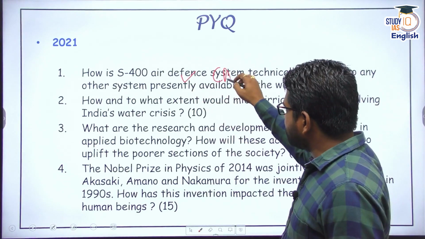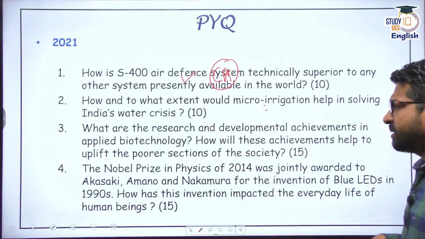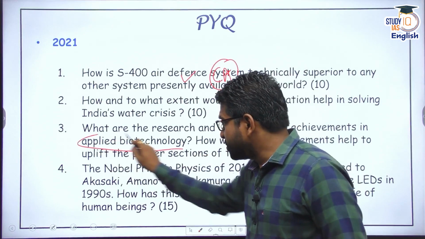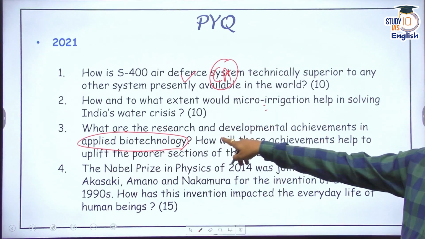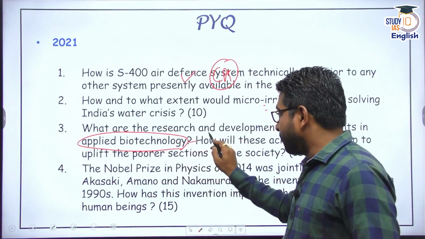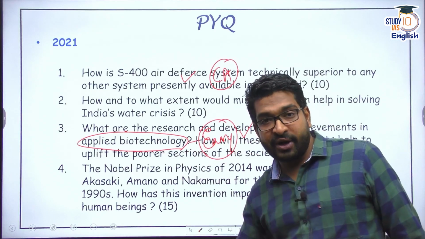This was a current affairs based question. Micro irrigation, this is with agriculture, a very easy question you can attempt. And again a question on applied biotechnology, a general question. What are the research and developmental achievements in applied biotechnology? I would consider this question very easy because by now you must have a lot of information on biotechnology.